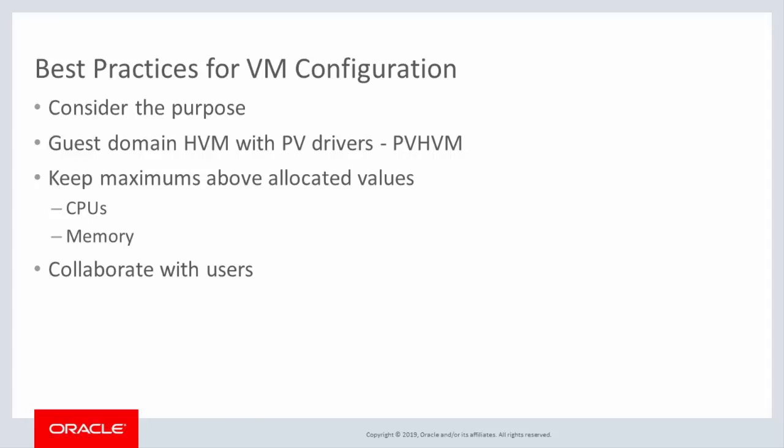The primary setting is the guest domain type, which should be set to Xen HVM with PV drivers or paravirtualized drivers. This setting is also known as PV-HVM. Set the maximum values well above the allocated values. Running VMs are charged by currently consumed CPU and memory values and not the maximums.